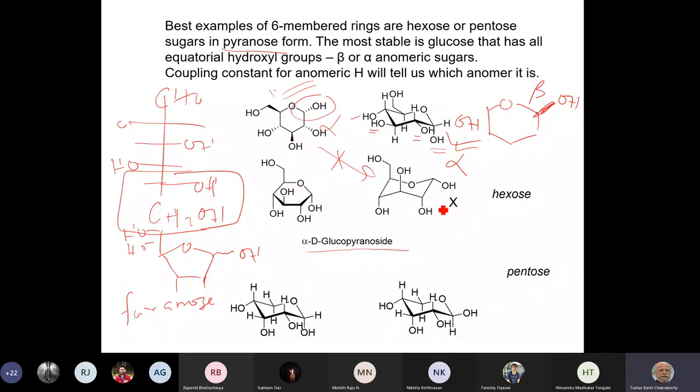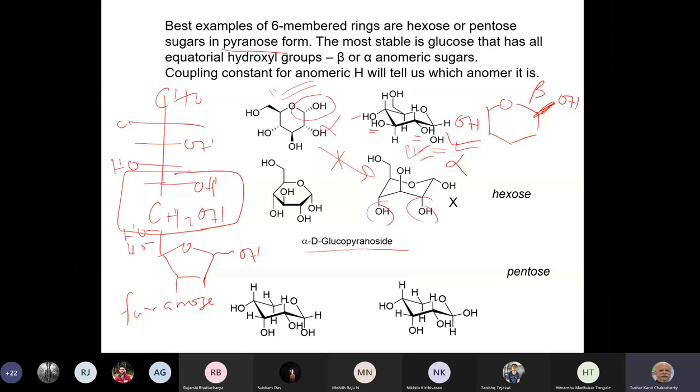So all the substituents have now become axial, which is not energetically favorable. So you draw this chair form, not the other chair form. Of course, they have some names, but I will not go into all those details. But it will be obvious to you that this is more stable, and this is the chair form that is favored.